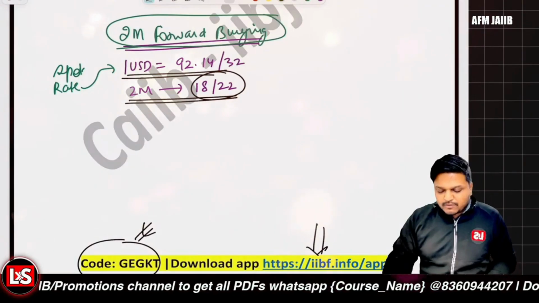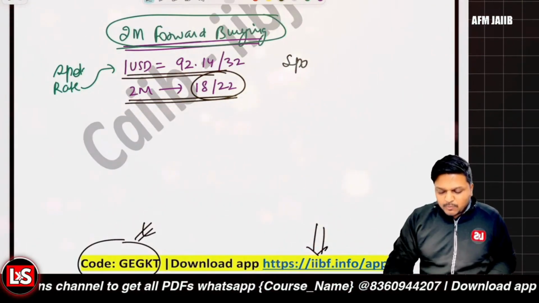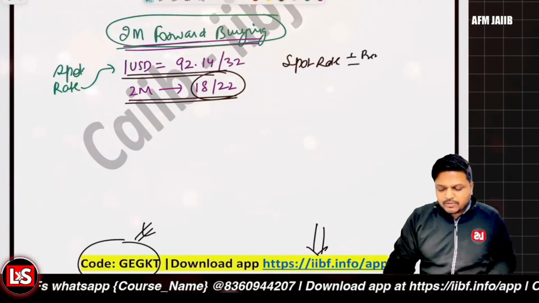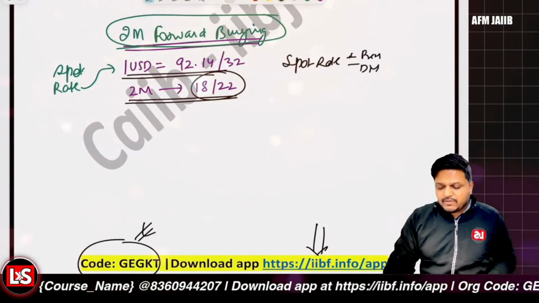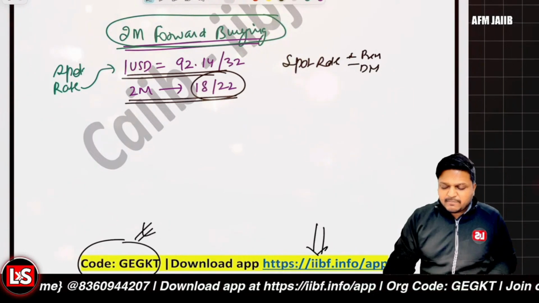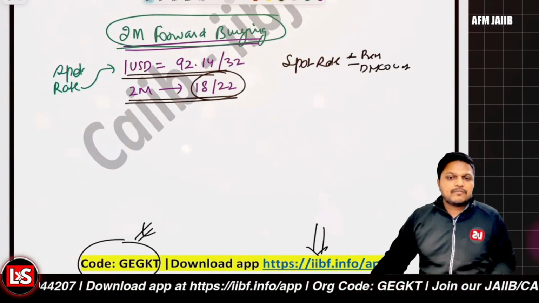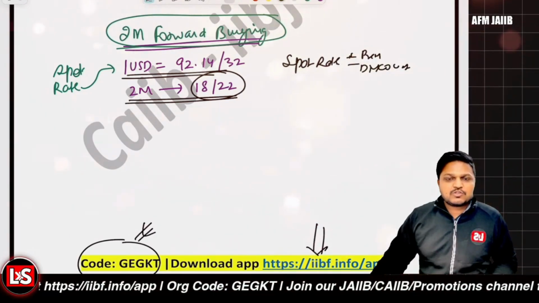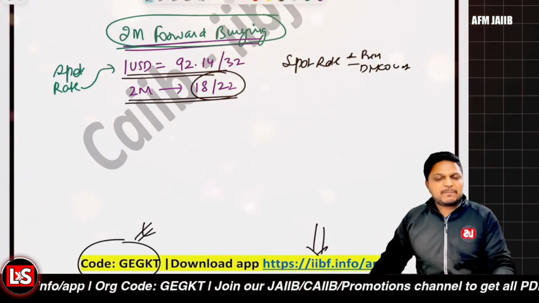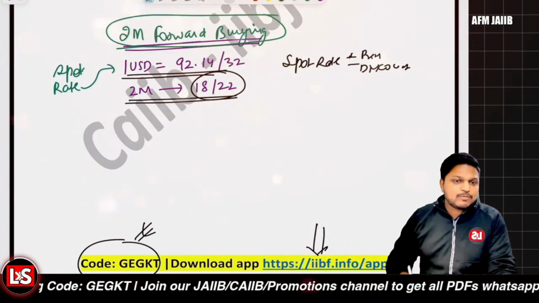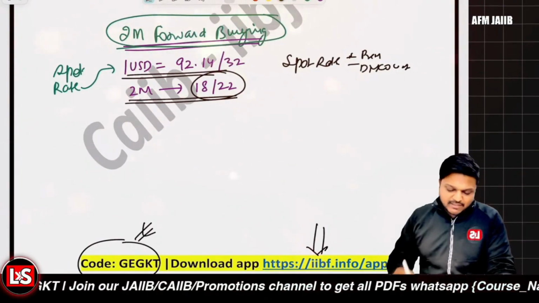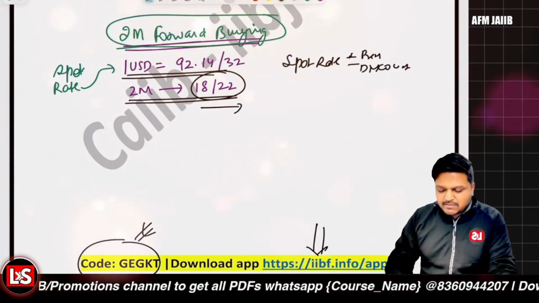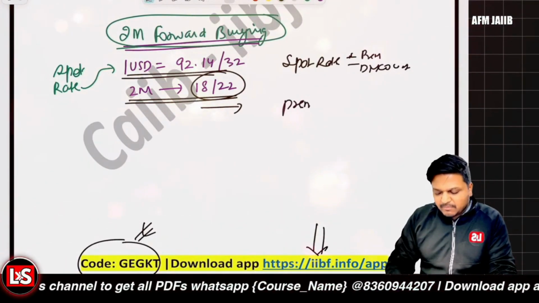What is the formula for the forward rate? It is spot rate plus minus premium or discount. And from where can we check whether the currency is available at premium or discount? We should be looking at the forward points. Now the trend from left to right is increasing. It means the currency is available at premium.